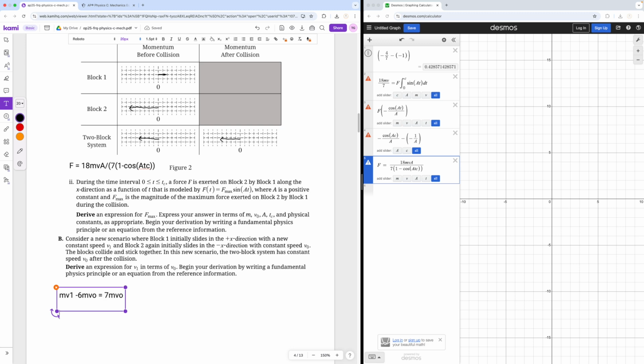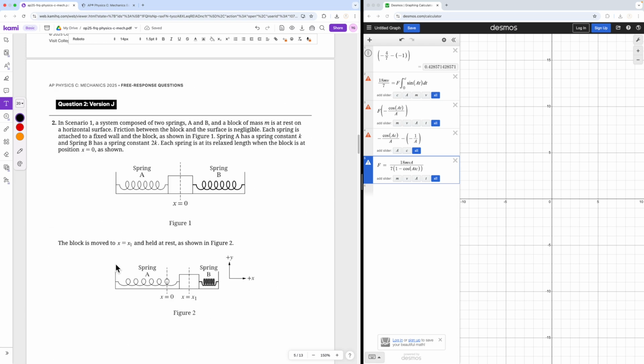Well, this is actually rather easy to solve. We just have to add 6m vo to the other side, giving us m v1 is equal to 13m vo. And then you just divide by m, giving us v1 is equal to 13 vo. And there's your answer. That's the expression for v1. Now we've done part B, let's actually move on to question 2 now. I'm going to clear this up here.